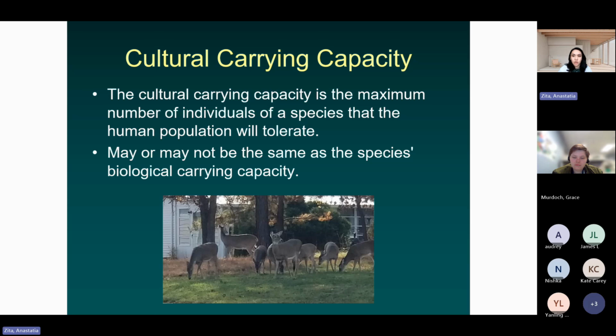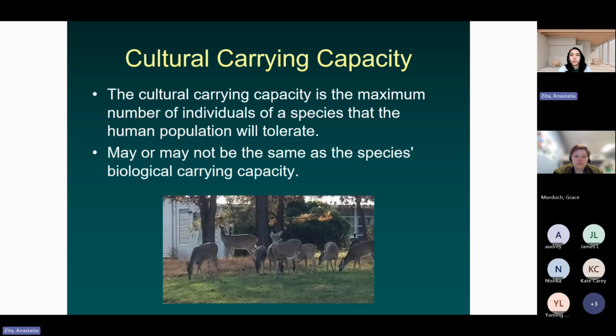The cultural carrying capacity is the maximum number of a species that the human population can tolerate, and that's influenced by politics, NGOs, and the list could go on. So this is obviously very different from biological carrying capacity.